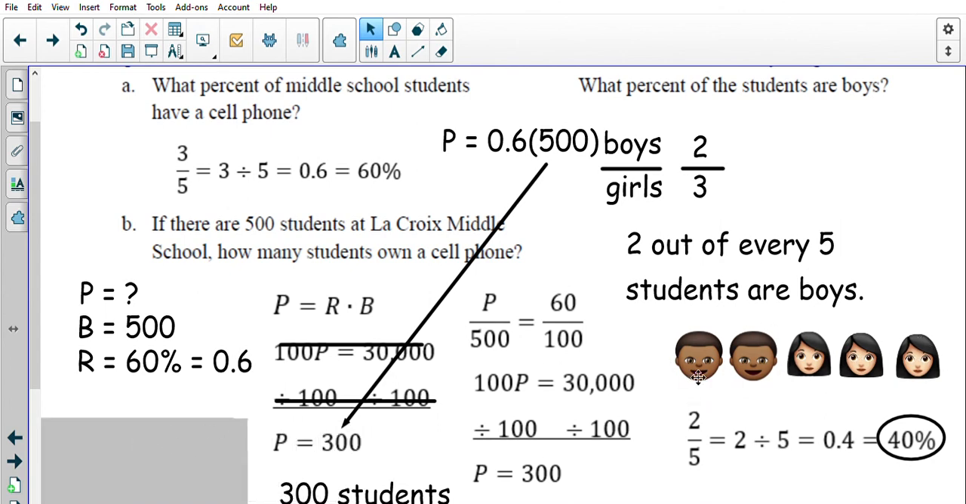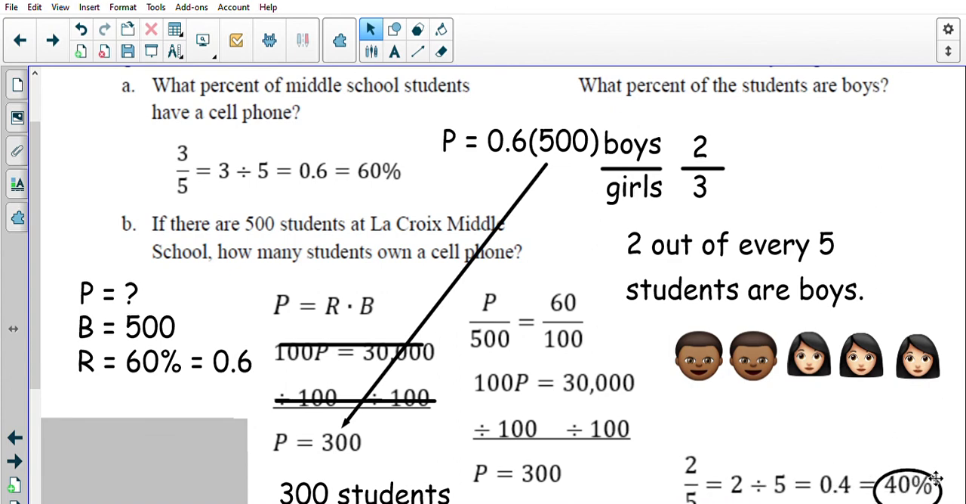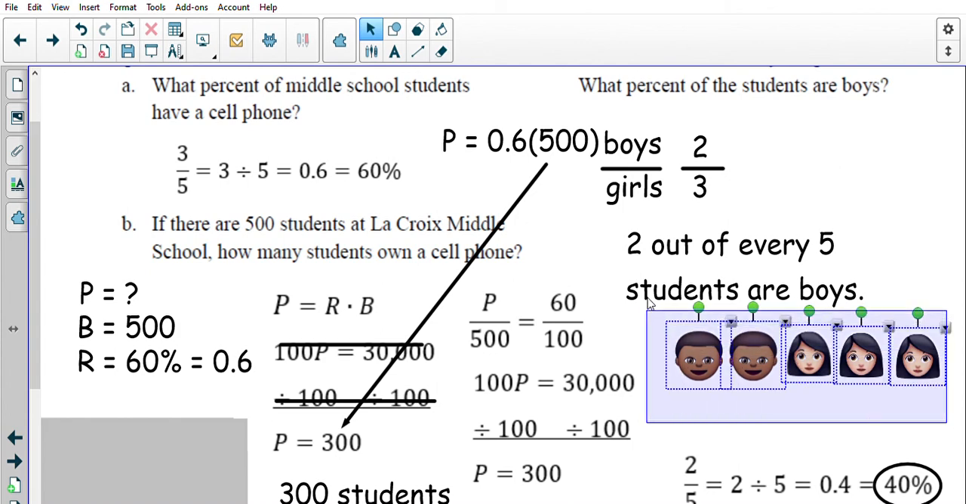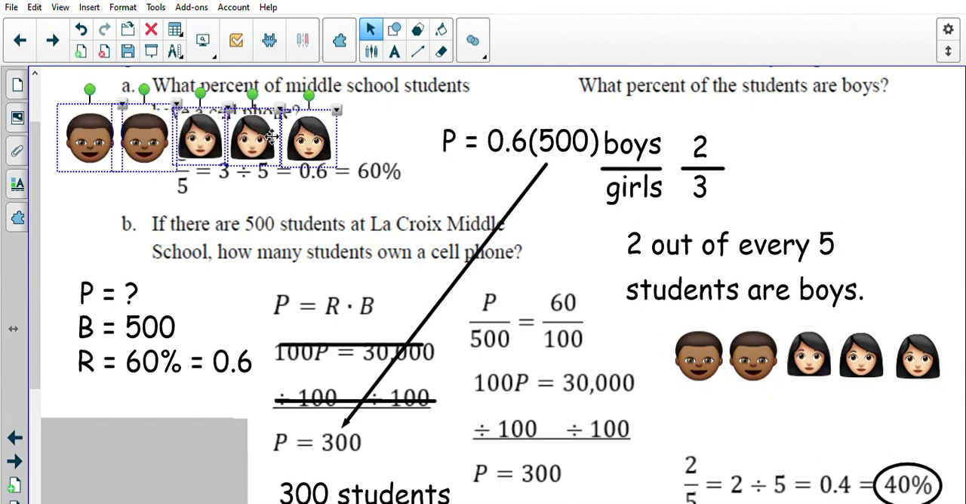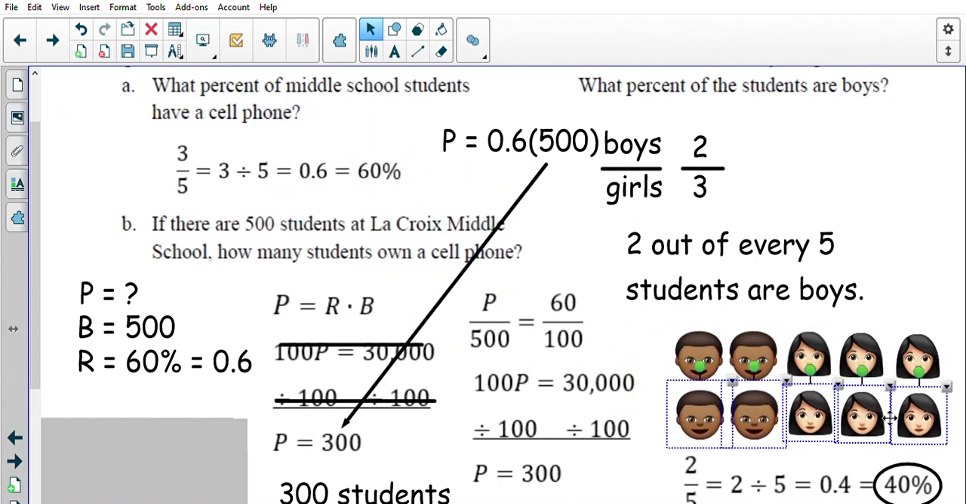So we could even double this and make it 10 students. So I'm actually going to move this down. An option you have is to say, well, if there are 2 boys for every 3 girls, let me copy and paste this, let me slide this down. This would be an equivalent ratio, 2 boys to every 3 girls. If we have 10 total students, 4 out of the 10, or 40%, are going to be boys.